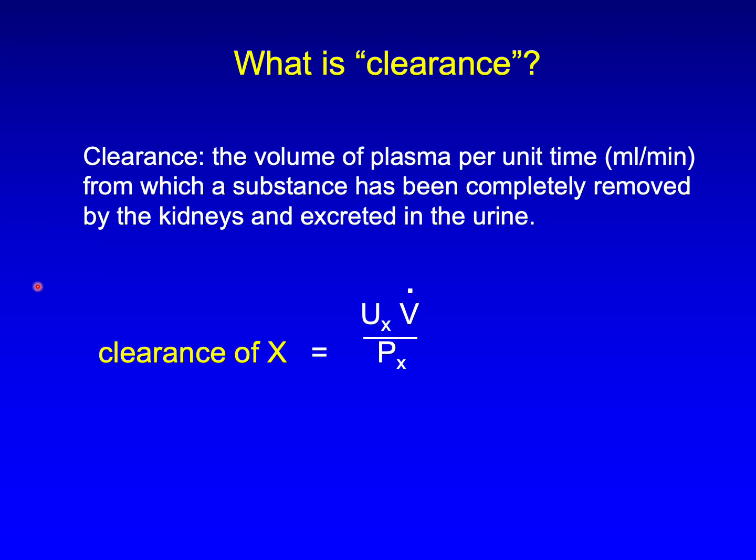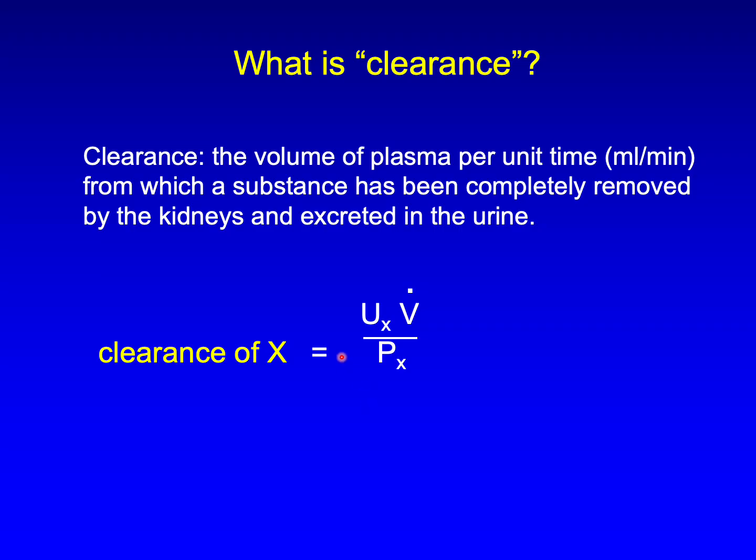This is the formula that we use. Clearance of X equals the urine concentration of X multiplied by the urine flow rate divided by the plasma concentration of X. So we just refer to this part as UV over P. As we go over this idea of clearance, we'll plug in some numbers so you can see how it works.